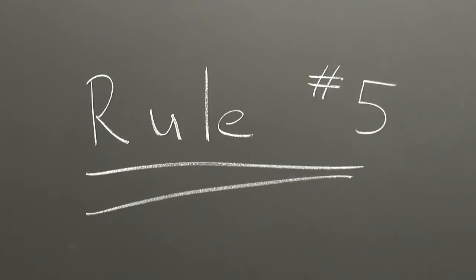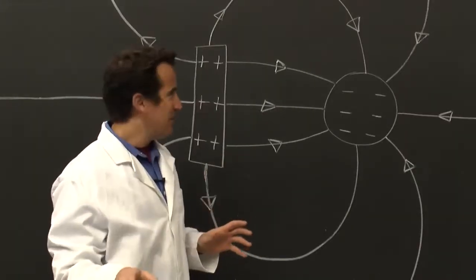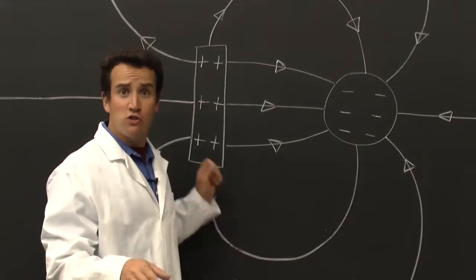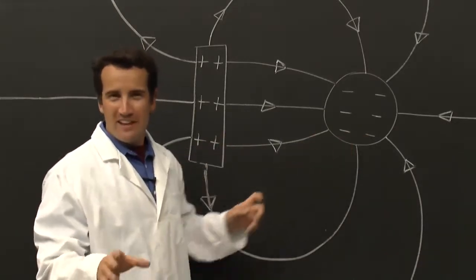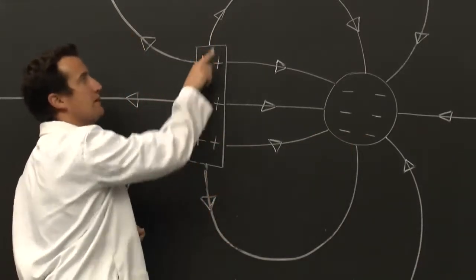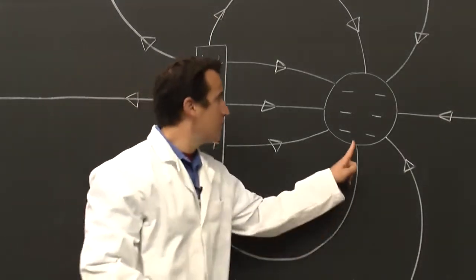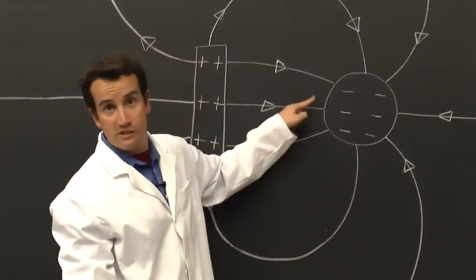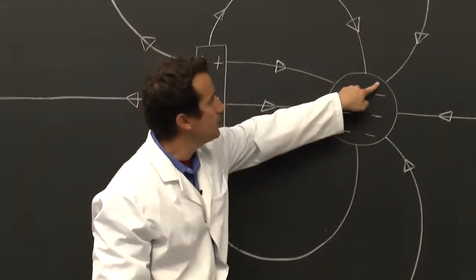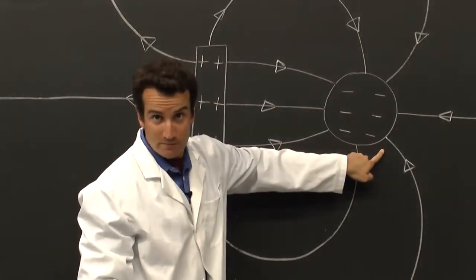Rule number 5. Electric field lines are perpendicular to the source and the terminal. That is, they always come out perpendicular to surfaces that are positive and enter perpendicular to the surfaces that are negative. Perpendicular at all times.